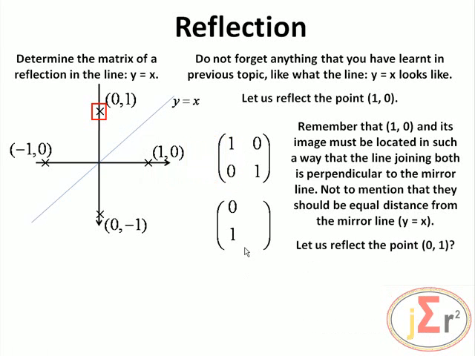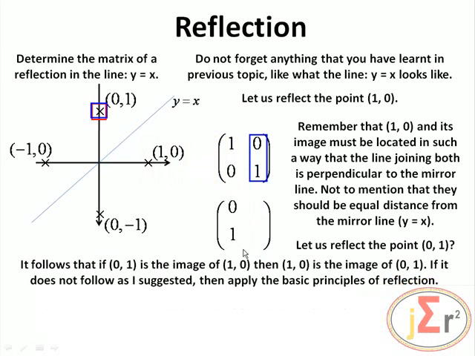So let us reflect the point 0, 1 and see what happens. That's our point 0, 1. It follows that if 0, 1 is the image of 1, 0, then 1, 0 is the image of 0, 1. If it does not follow, as I suggested, then apply the basic principles of reflection, which is the line joining the point to its image should be perpendicular to the mirror line, and they should be equal distance from the mirror line, and that would have taken us to that point right there, 1, 0.